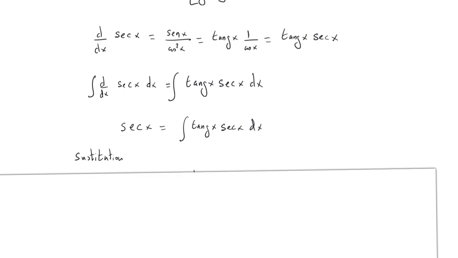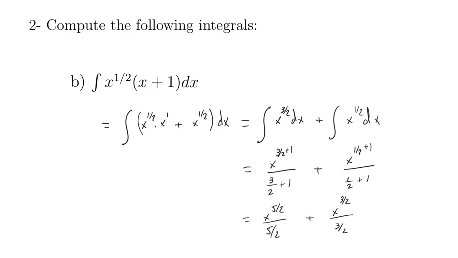Let's go to the next one. So the next one, it says compute the following integral. It's a basic integral. It's the integral of the product of two functions, x to the 1/2 multiplied by x plus 1.